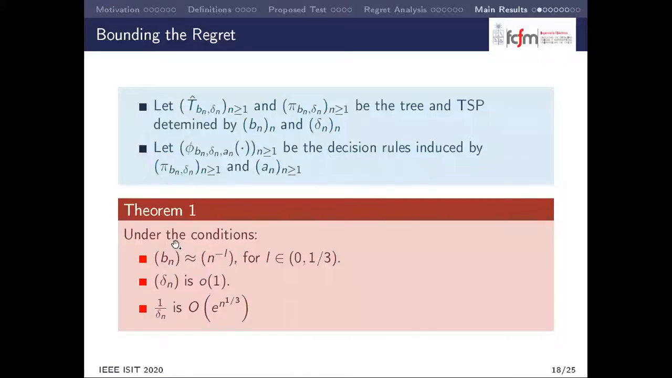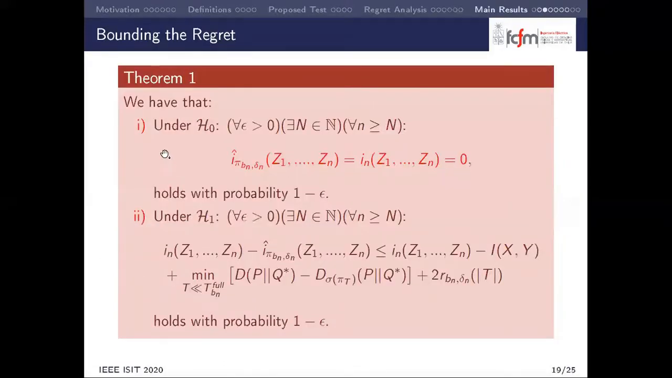The first of them is theorem 1. Of course, if we have this tree, we have a partition associated, and we will use this partition to define our decision scheme. So under these conditions, we have two separate results for each hypothesis. The most important one is for the null hypothesis, because what we have here is that with high probability, the regret will reach 0 for a finite sample size. Now, we know that this true likelihood statistic is always 0 in the case of independence. So what we're saying here is that our statistic reaches 0 in a finite sample size.